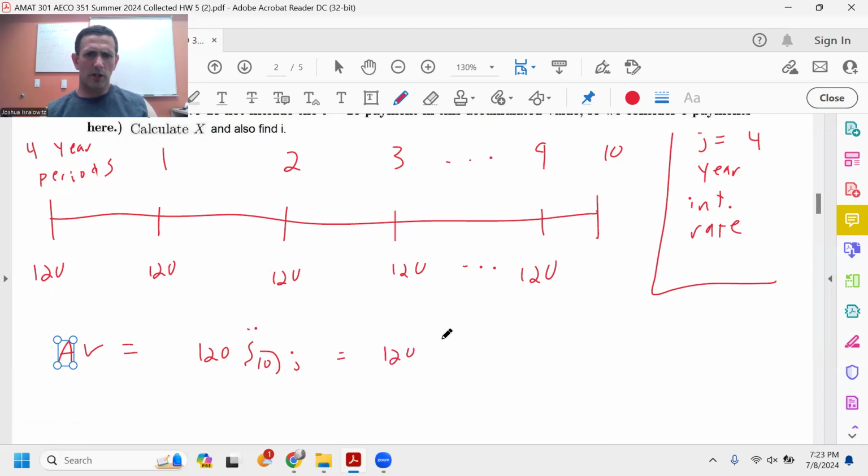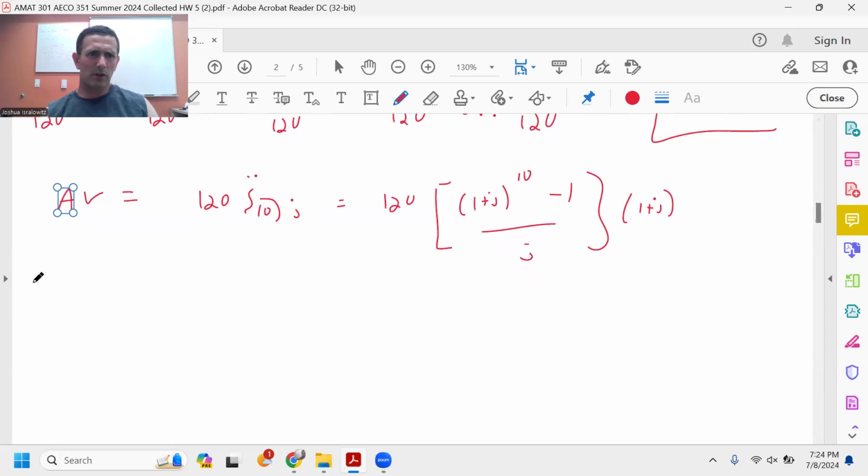So 120, 1 plus j to the 10. This one, j. It doesn't really matter if you forget this because it'll be in the same. You'll have the 1 plus j for the other one also. Good to write it. Okay.